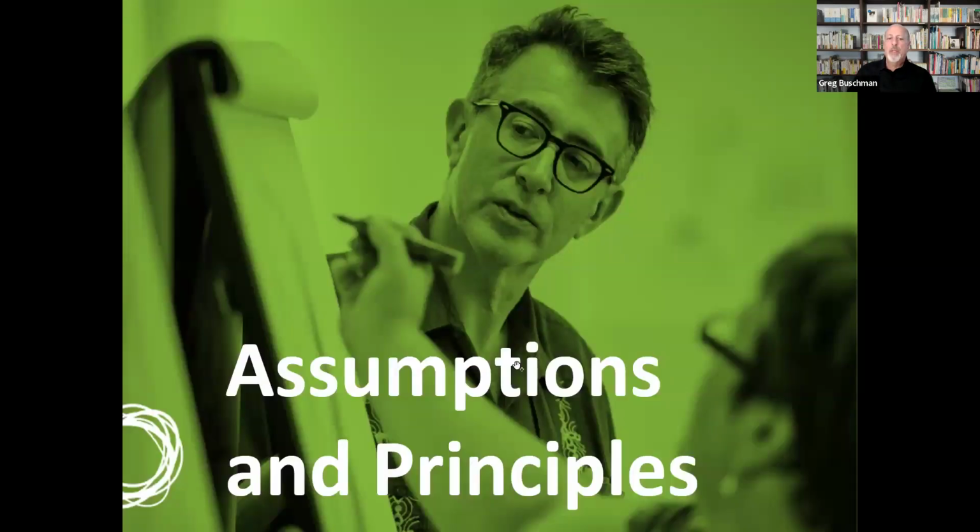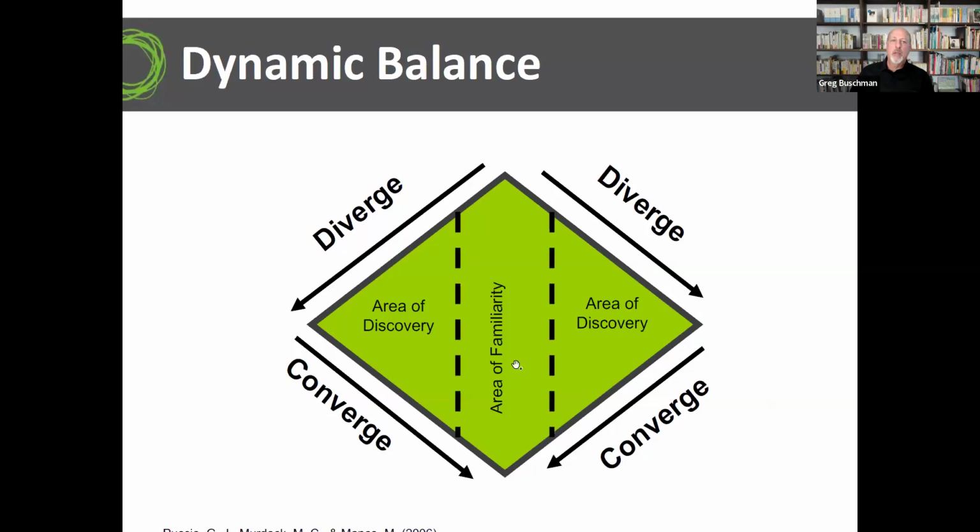There are some assumptions and principles that we need to consider when we talk about creative problem solving. First off, there are cognitive processes. What is a cognitive process? It's just a way of thinking. And we need to have a dynamic balance between what are called divergent and convergent thinking.